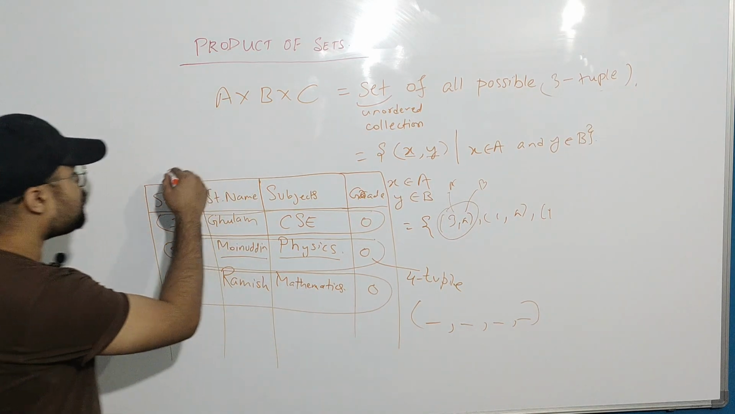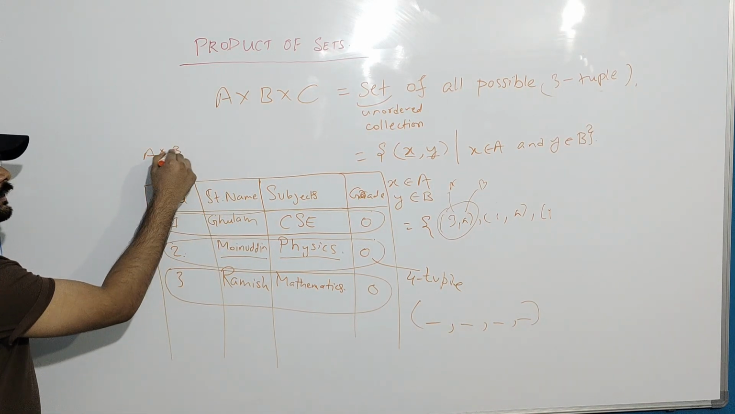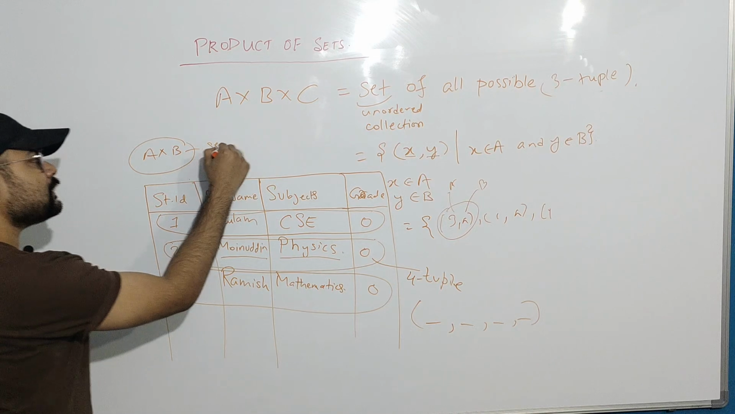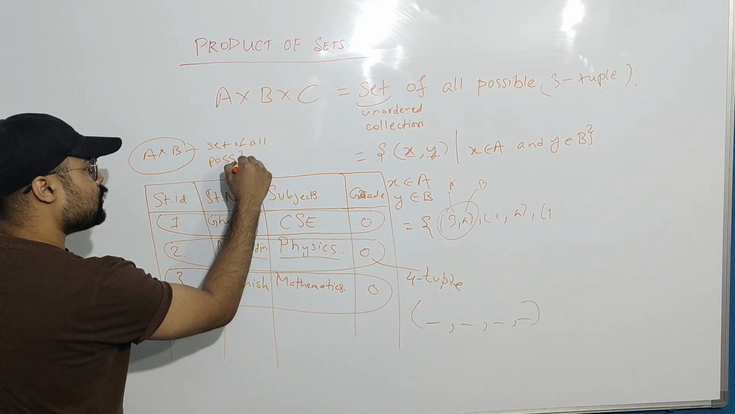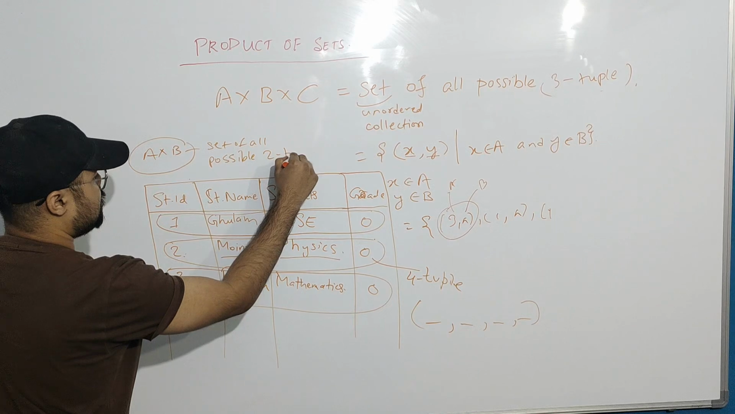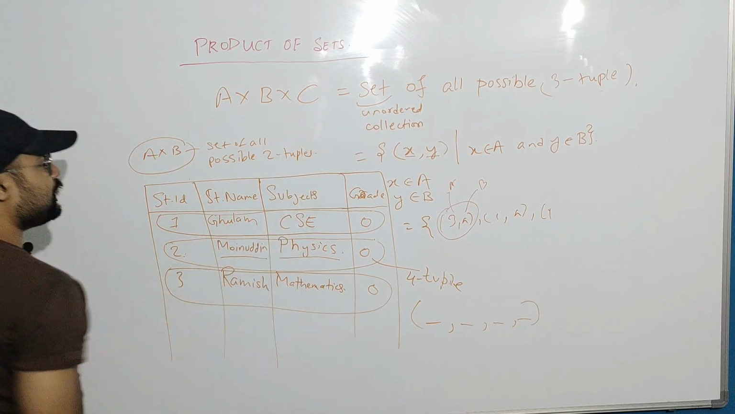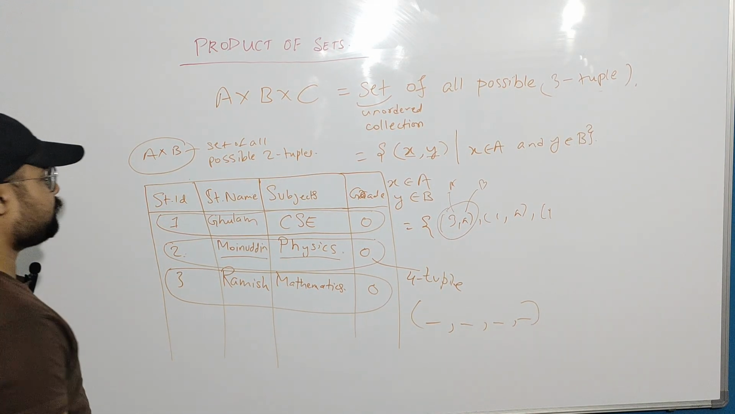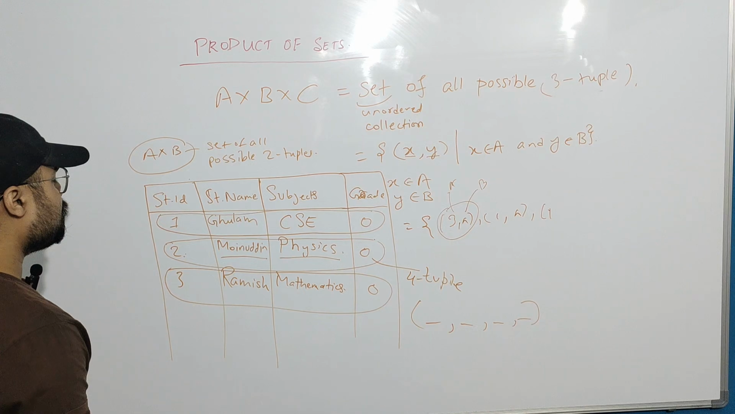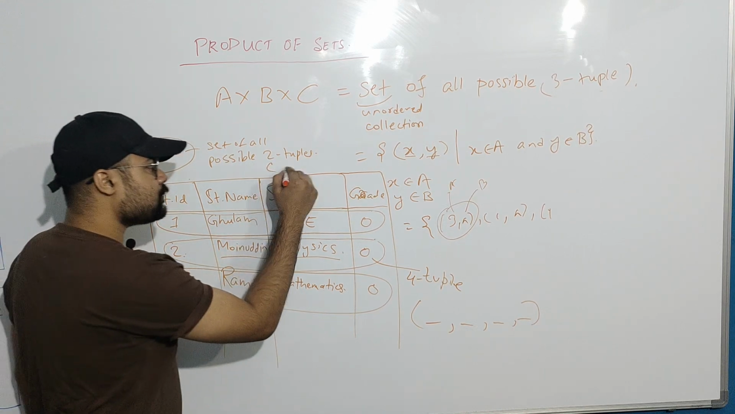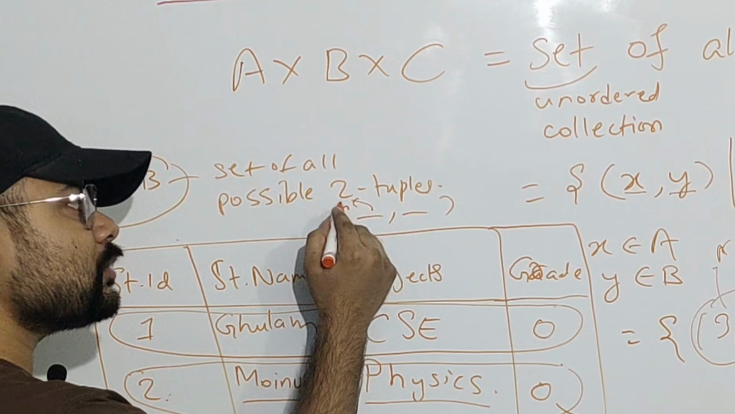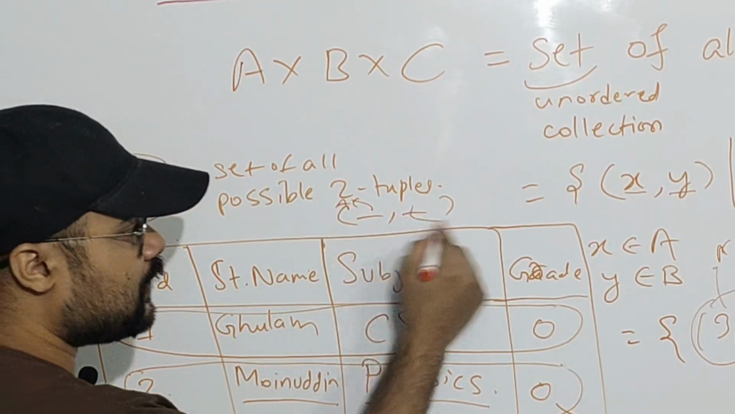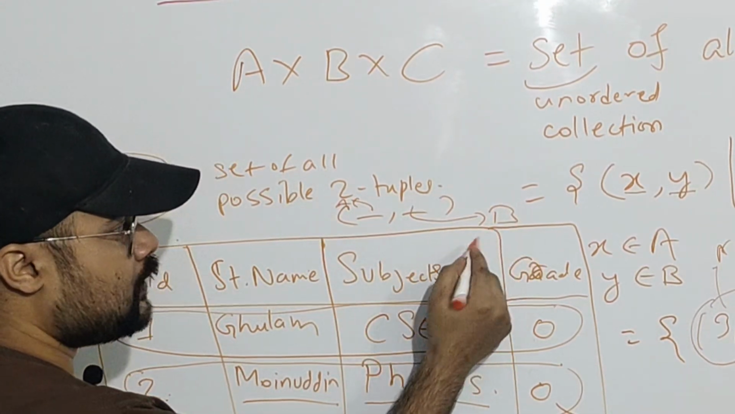So A cross B is the set of all possible two tuples, where two tuples means ordered pairs. The first element always has to be from A, and the second element always has to be from B.